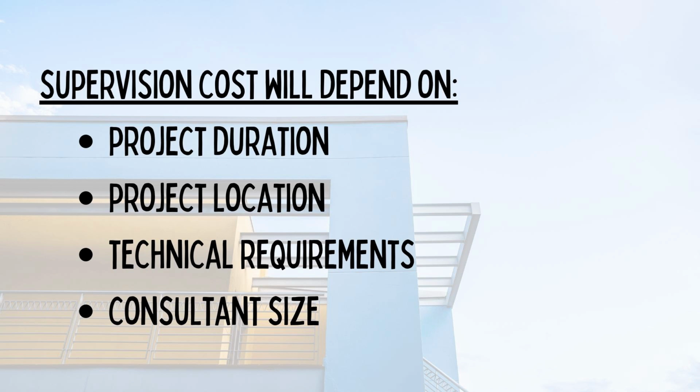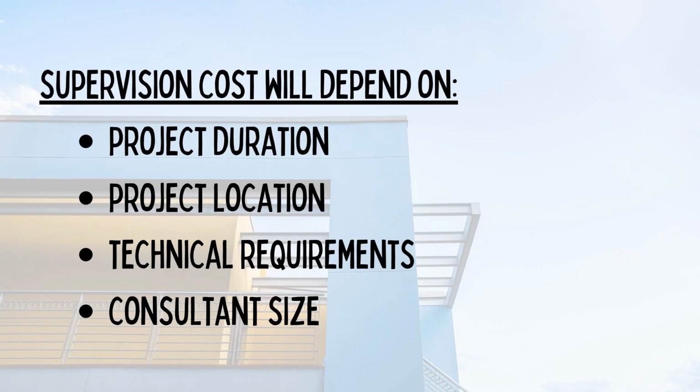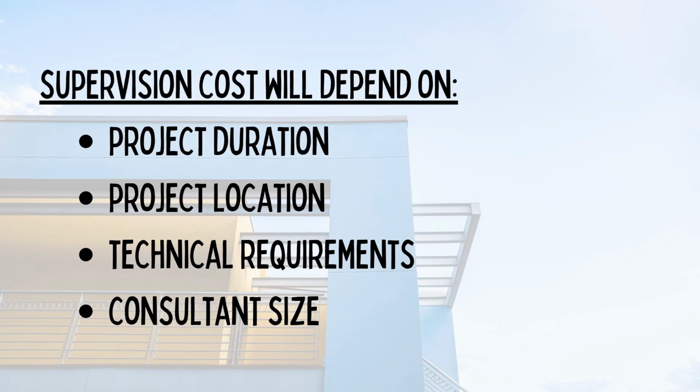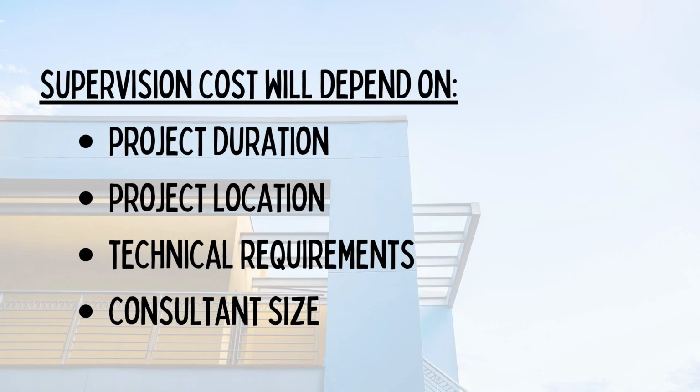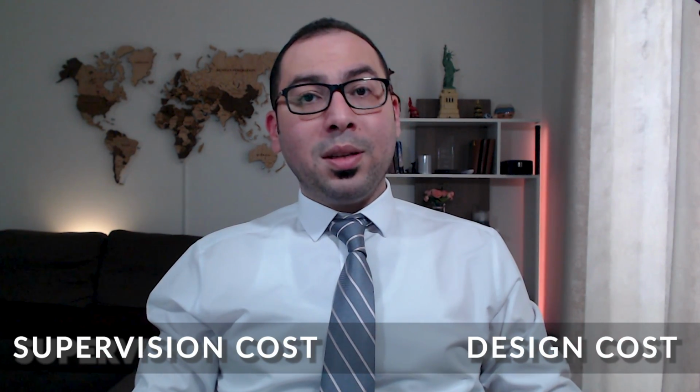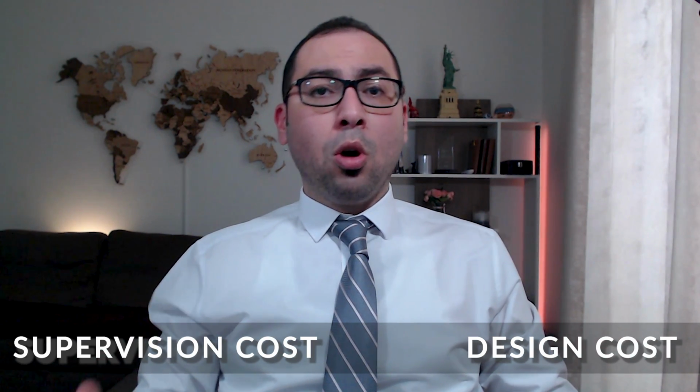Now talking about the supervision part. So the supervision will depend on, the first major thing here, the project duration. What is the duration of your project? This will determine a big part of the supervision cost, and also of course the project location and the project technical requirements. And we are also talking about the consultant size or the consultant reputation. So these four factors will affect the supervision cost. So under the engineering consultancy services, you have design and you have supervision. For the design, we said what can affect the design cost and what can affect also the supervision cost.